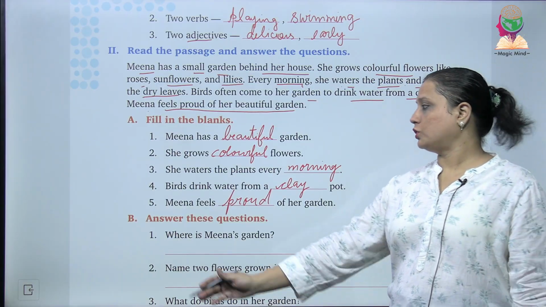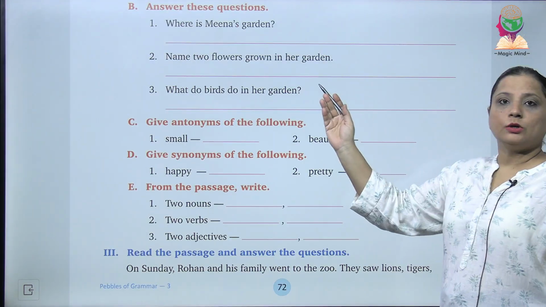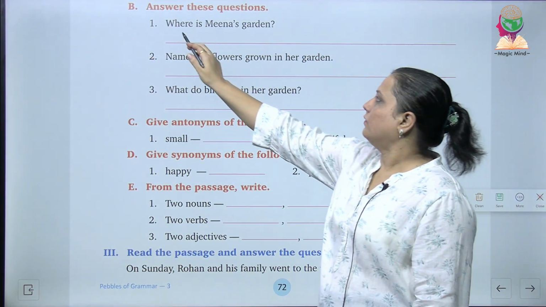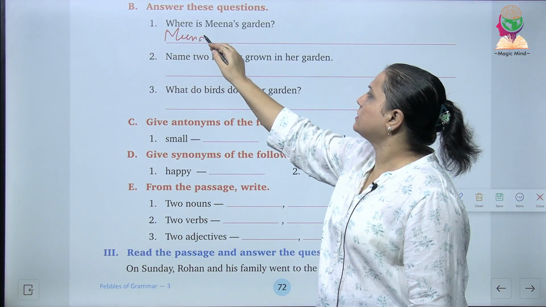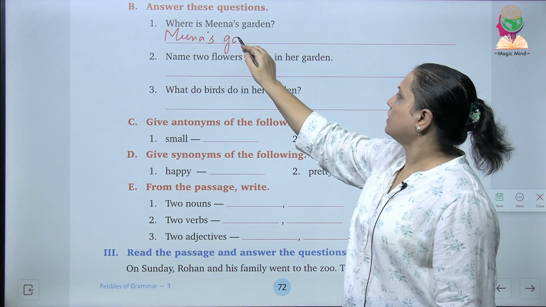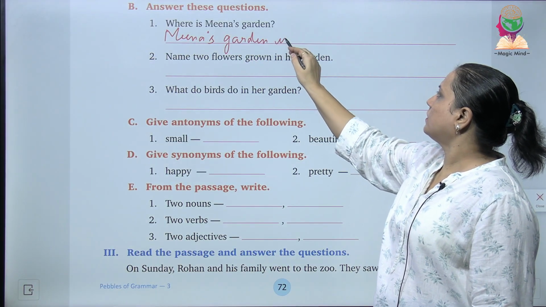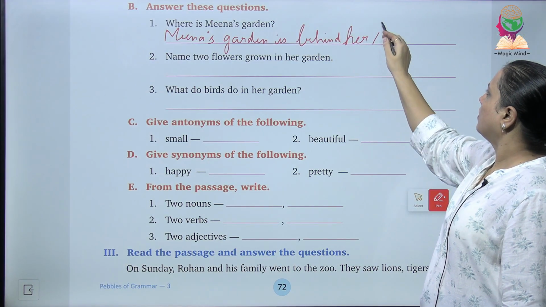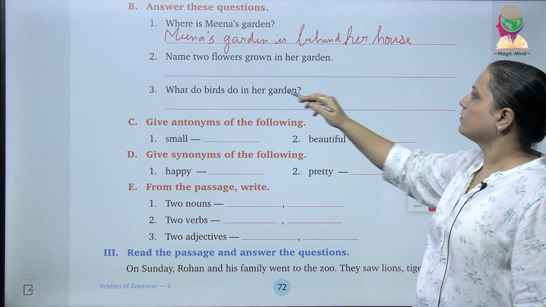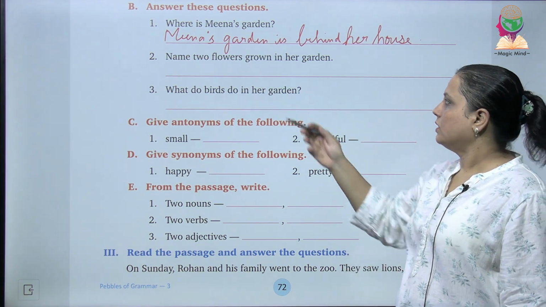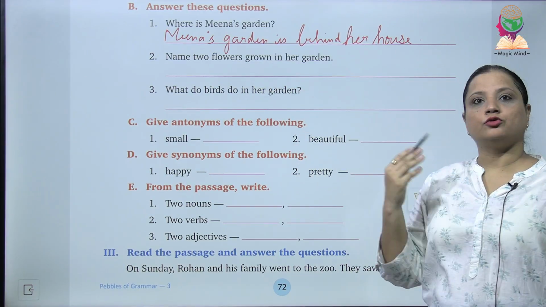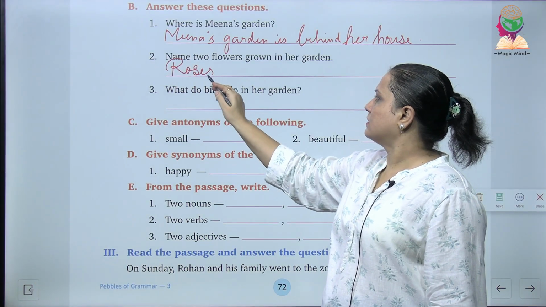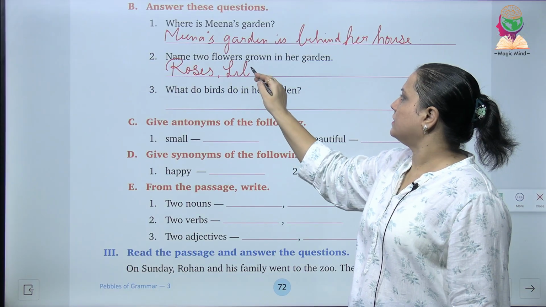Now let's move quickly to the B question. The B question asks that where is Meena's garden? So where is Meena's garden? We will write Meena's garden is behind her house. Then the second question, name two flowers grown in her garden. You have to just name the two flowers. So you can write here roses and lilies.